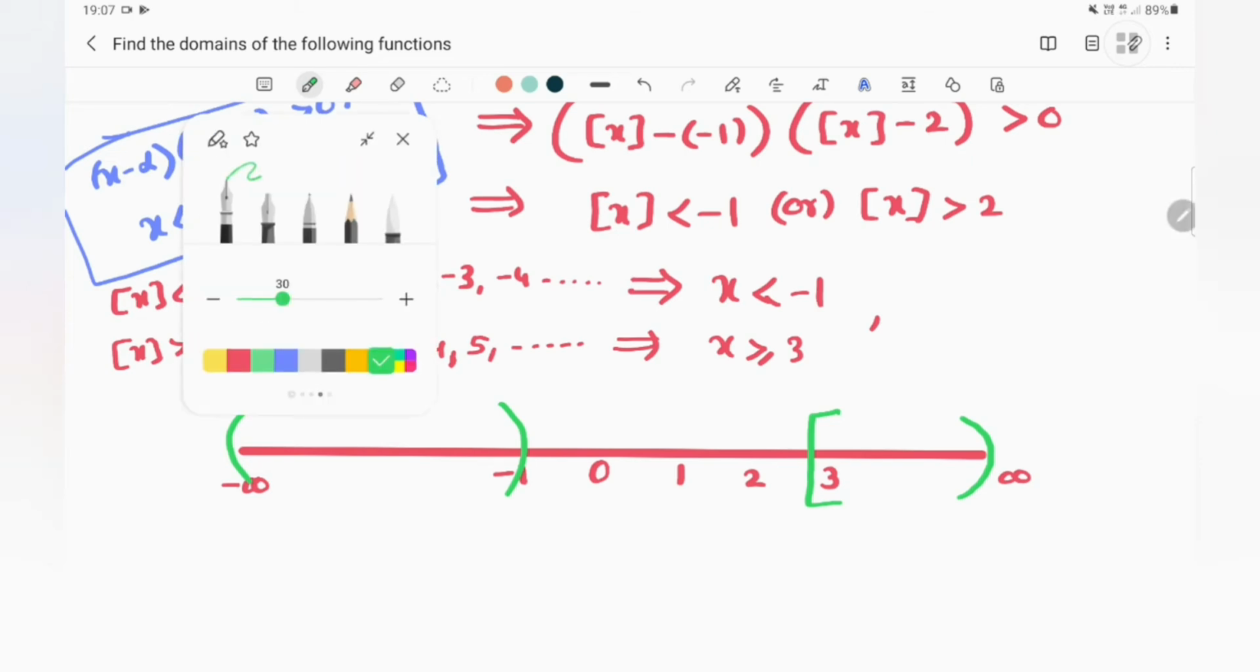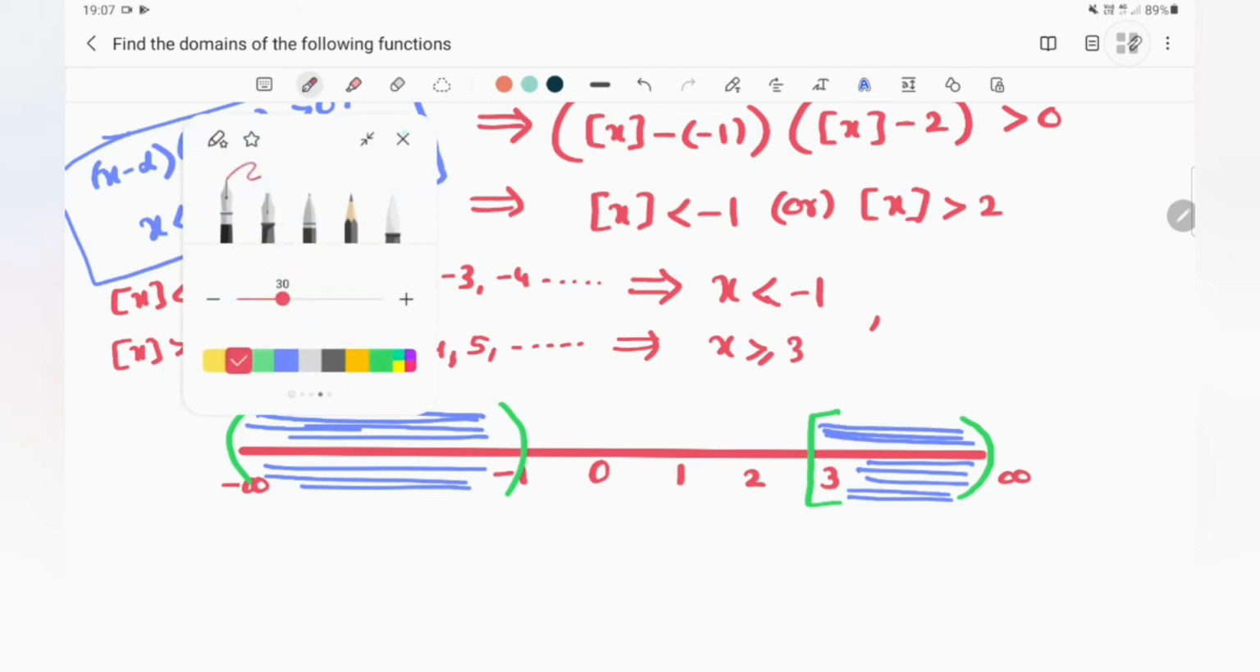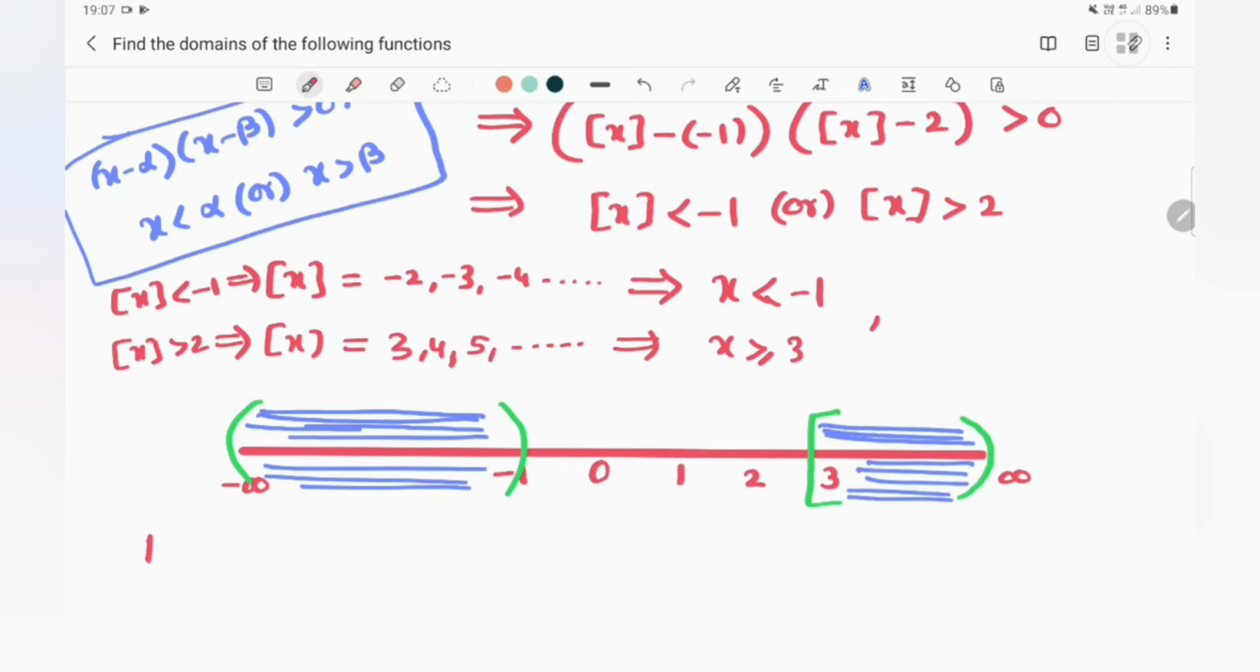So I am concluding with this. Therefore, the domain of f is the open interval minus infinity to minus 1, union the closed interval 3 comma infinity.